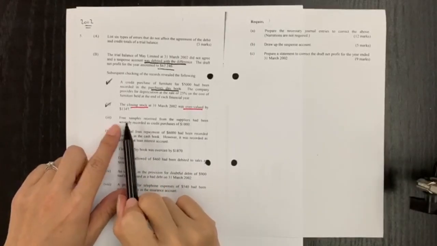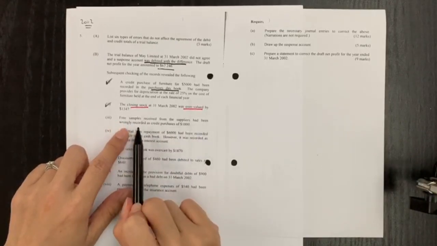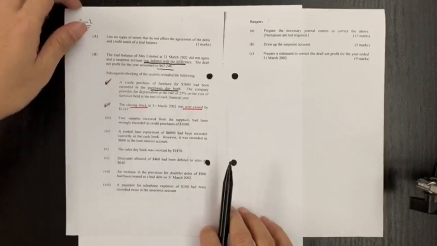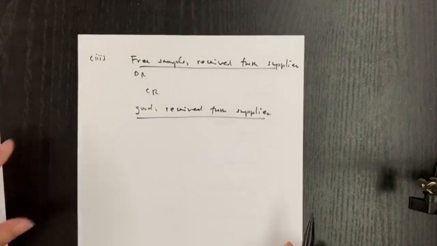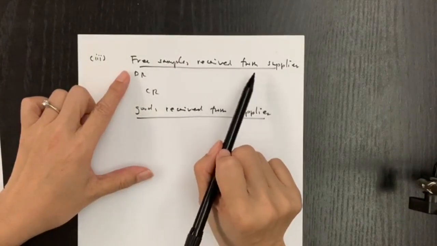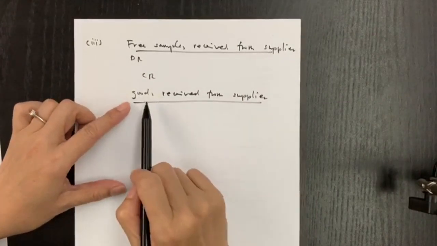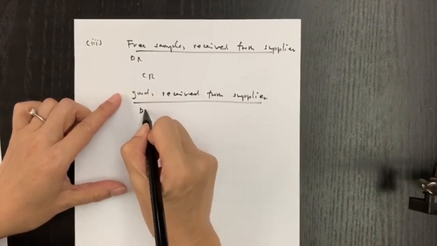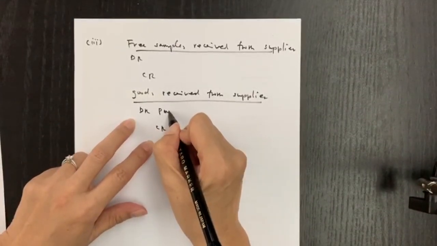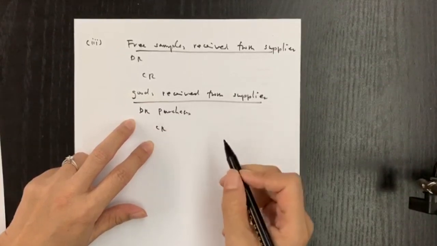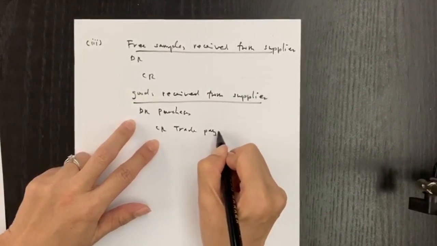Okay, now number 3 here, we have 3 samples received from the supplier have been wrongly recorded as credit purchases. Okay, so let's do analysis again. Here we have the diagram. So what should be the double entry for 3 samples received from supplier? Before we look at that, we make comparison. So what should be the double entry when we have goods received from supplier? That means we debit purchases, right? Okay, and then we owe money to supplier, so that would be credit trade payable.